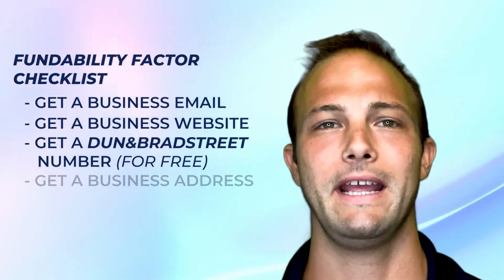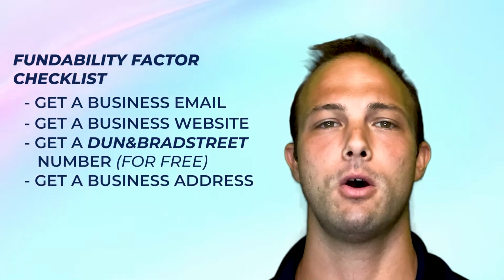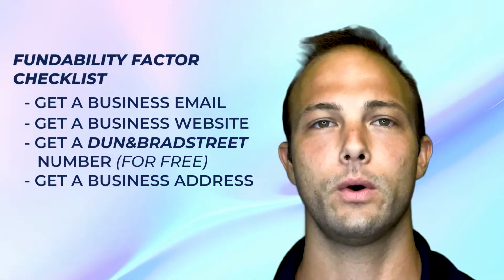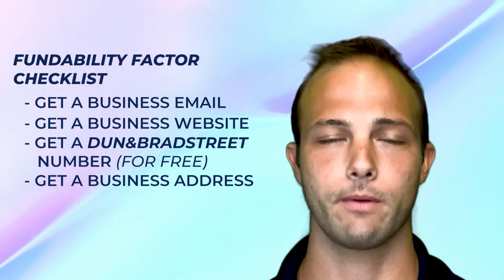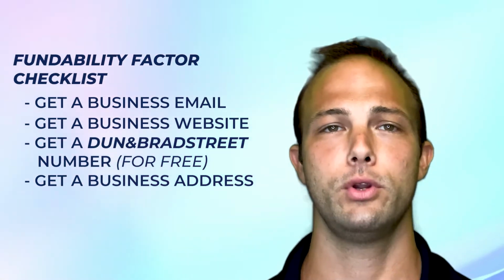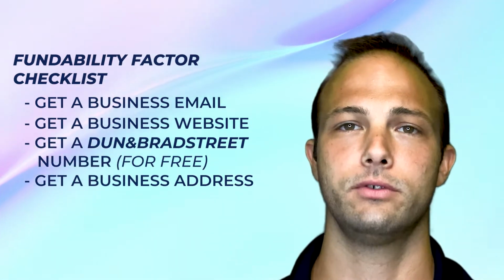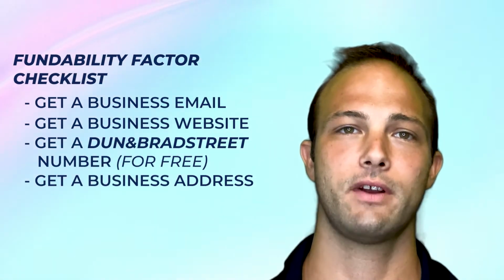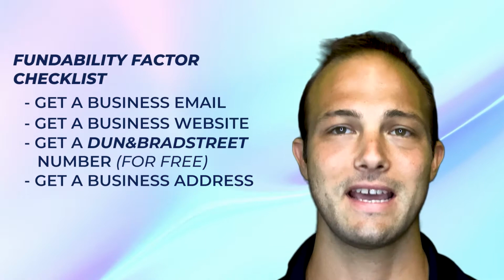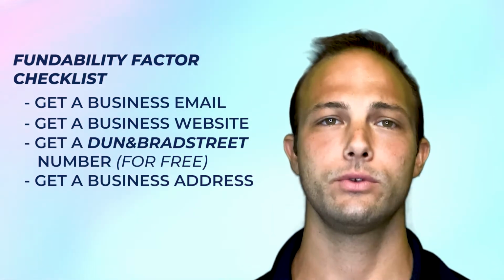Next, you need a business address. You cannot have a PO box. If you have a PO box, it's going to set off alarm bells. You're going to get flagged when they're looking at that fundability score. If you're a home-based business, that's fine. Put your home address. If you're leasing an office or you have a location, make sure you're using that address. It's very important that it all lines up. And then the next thing to add on that is do not use a Google Voice number.